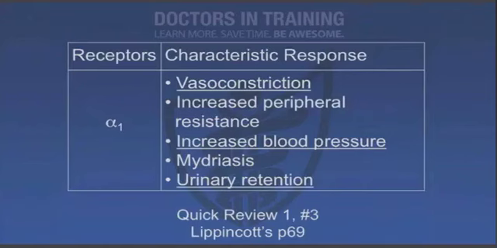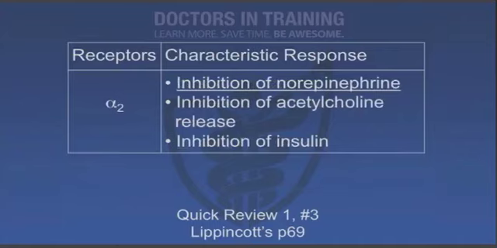Remember, alpha 1 has a lot to do with peripheral resistance. So you're going to get vasoconstriction, increased peripheral resistance, increased blood pressure, mydriasis, and urinary retention. Alpha 2. Alpha 2 is a little bit different than our other adrenergic receptors because it's on presynaptic neurons, and you see inhibition of norepinephrine. So it's our negative feedback. It's going to stop that further release of norepinephrine. Also inhibits acetylcholine release and inhibition of insulin.